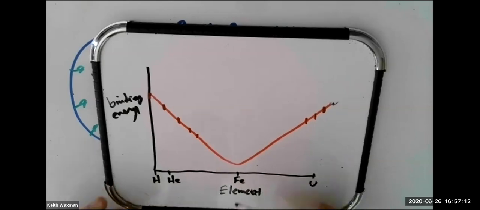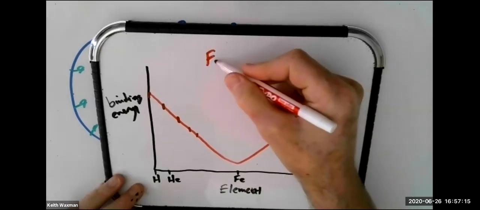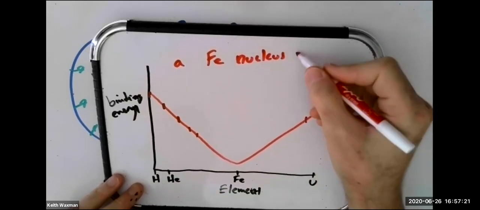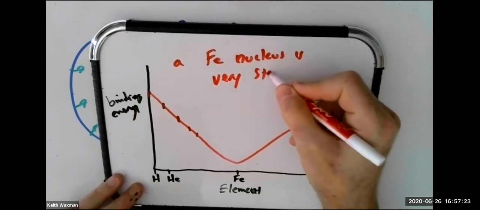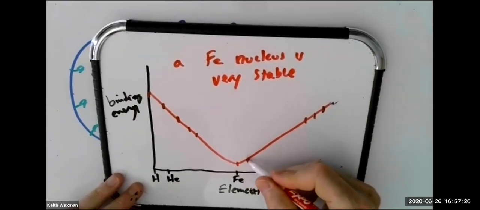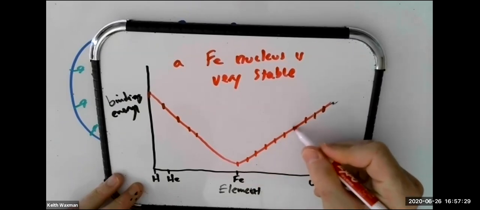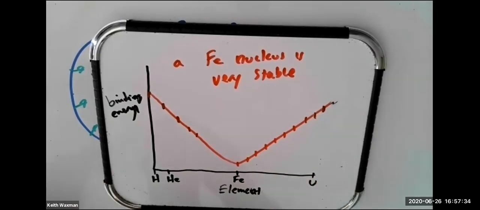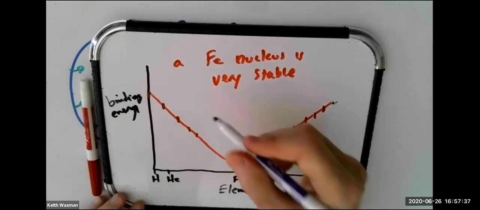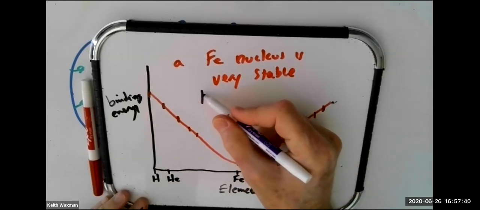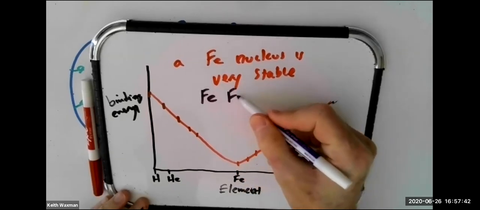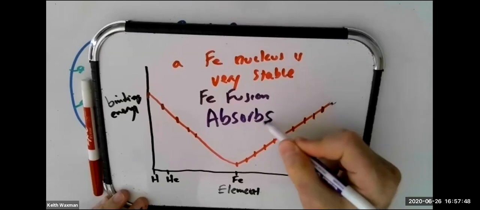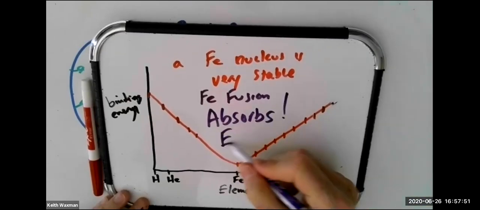Iron nucleus is very stable. So we can say that an iron nucleus is very stable, which means that, yeah, you can start fusing iron into heavier elements, but do you see what's going on here? Energy is not being released. Energy is being absorbed. So if you want to write something down from this, write this down: iron fusion absorbs energy.